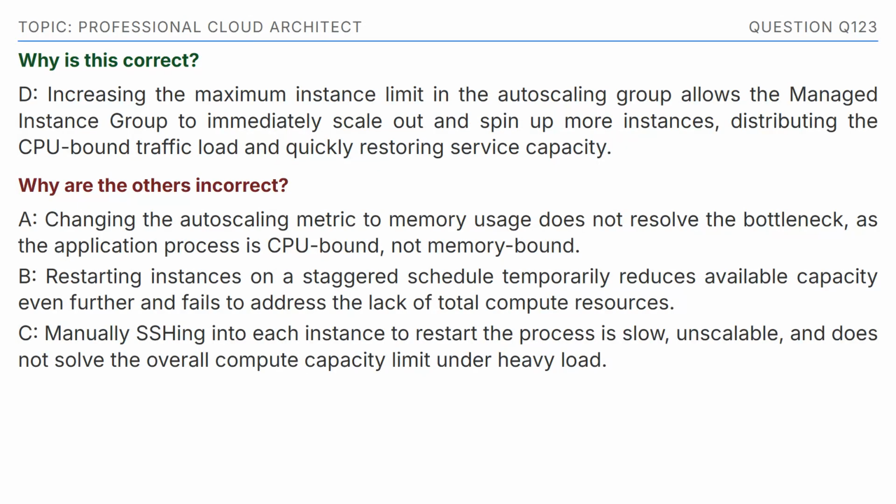Why is this correct? D. Increasing the maximum instance limit in the autoscaling group allows the managed instance group to immediately scale out and spin up more instances, distributing the CPU-bound traffic load and quickly restoring service capacity.